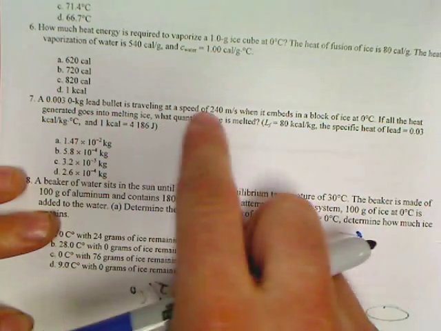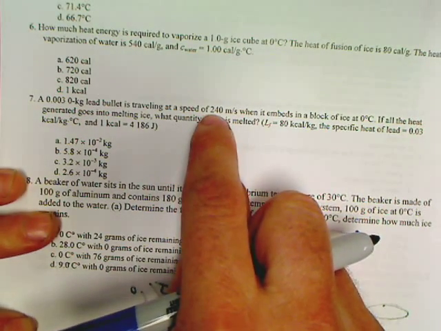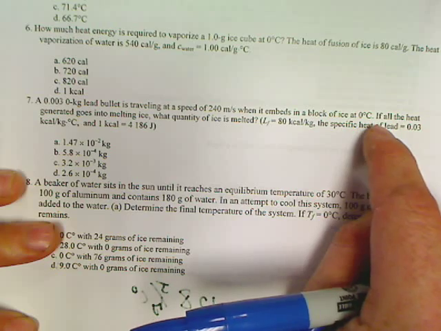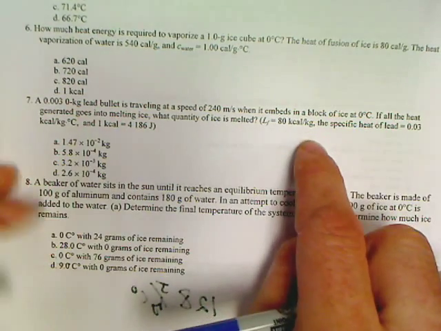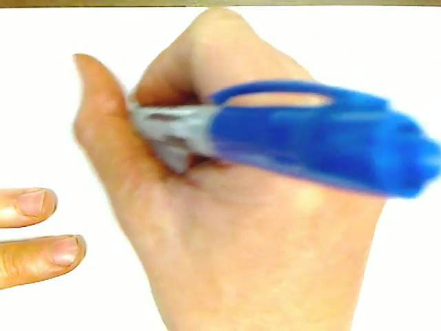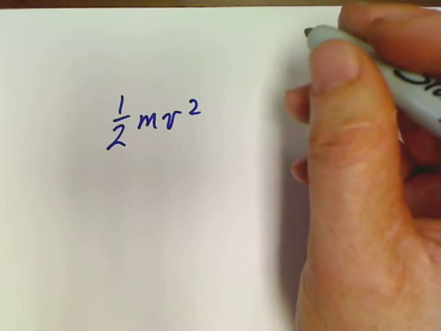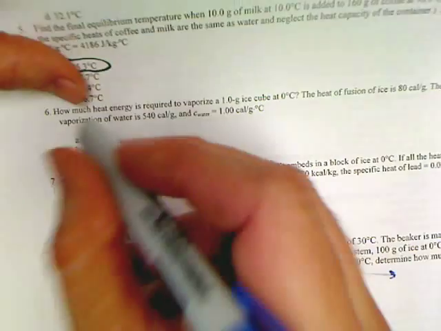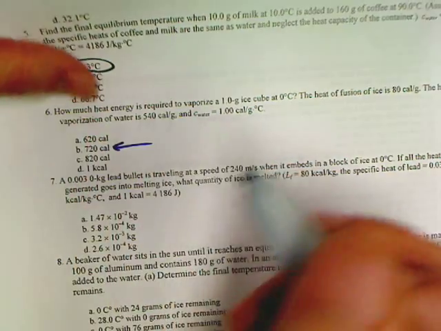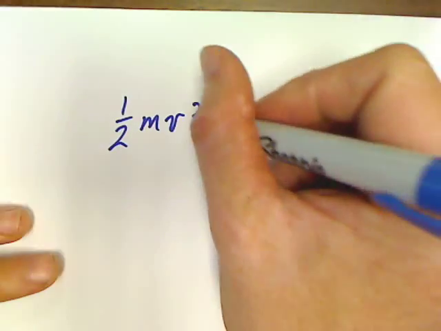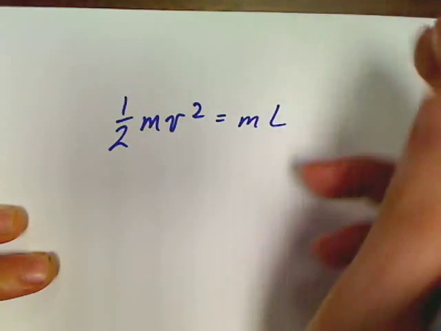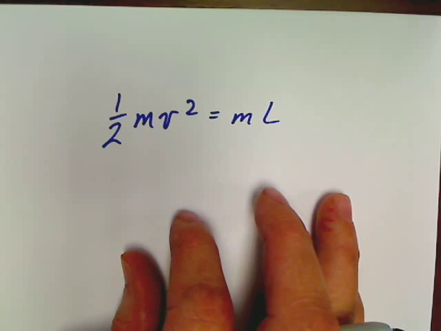We've got a lead bullet traveling at a speed, hits a block of ice, and melts the ice. So this one's really easy. It's just saying 1/2 mv squared is equal to, by the way, we never did get an answer for that last one, but it was B, so there was the answer. But anyway, a bullet is going to melt some ice. That's all there was to it. We just set those equal.